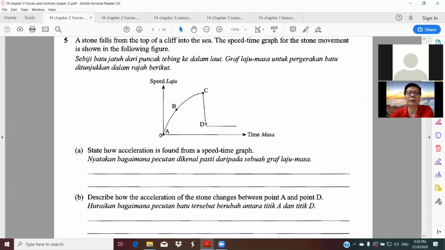What about here? It is a straight line, so it should be constant, correct? Constant decelerate. Then here, constant speed or constant velocity, or we say zero acceleration. Okay, let's check the answer.